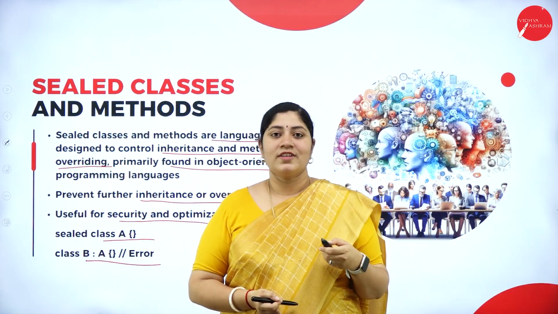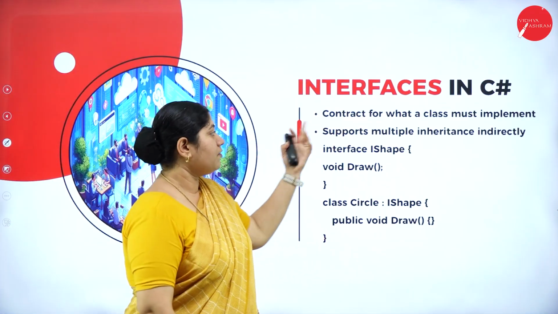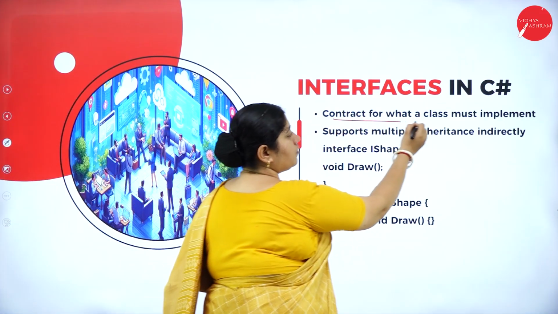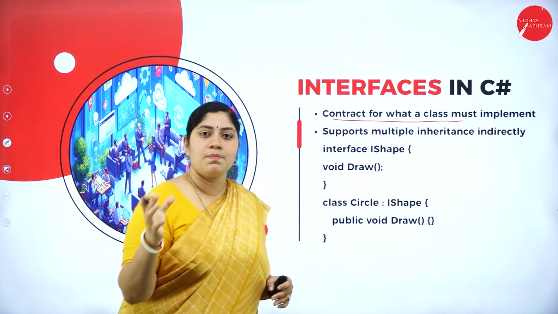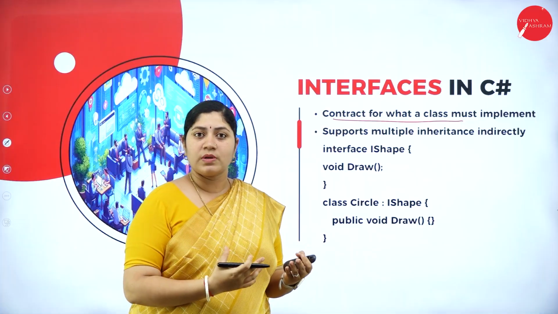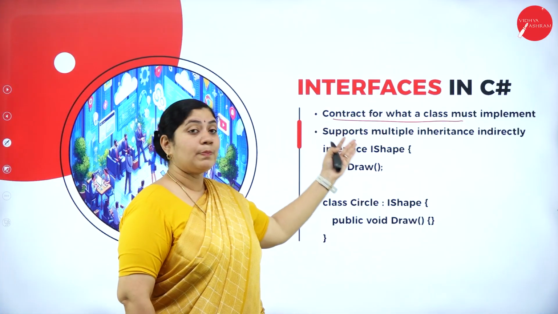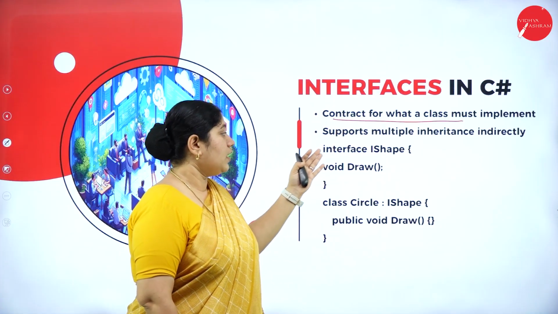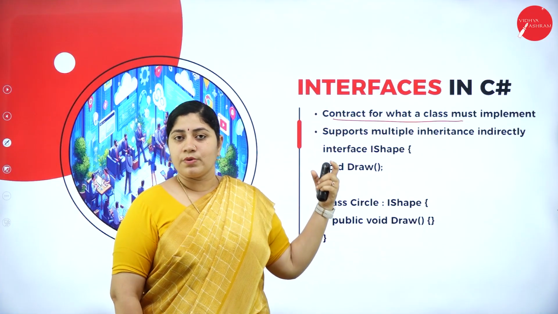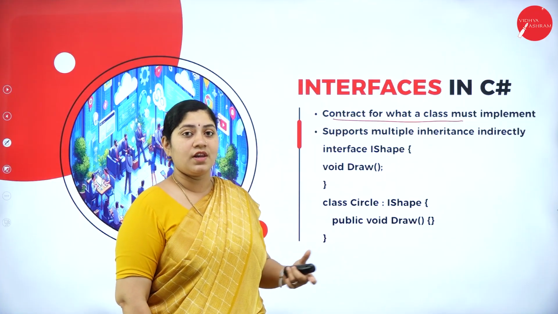Moving forward, let's understand what interfaces are in C#. An interface forms a contract for what a class must implement. It says what the class has to implement, and the use of that line of code and all the things. It supports multiple inheritance indirectly. So it won't support inheritance directly, but yes, it supports multiple inheritance.